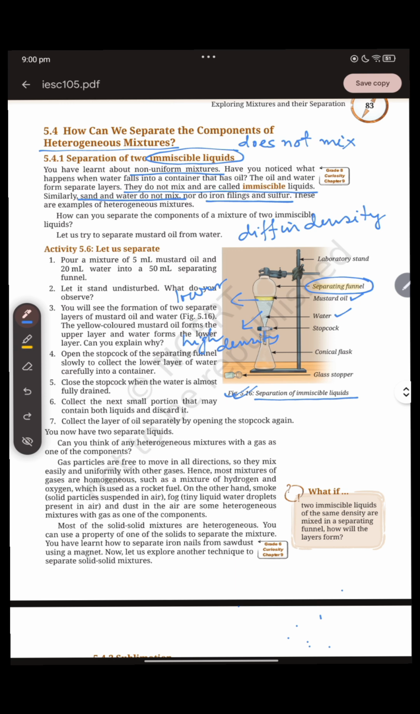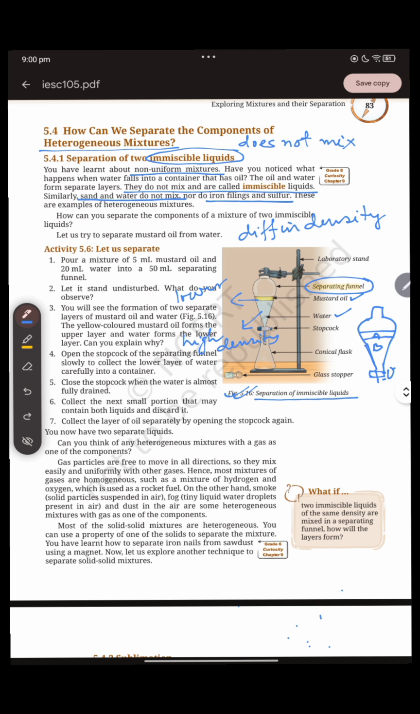When you take it in this separating funnel, you will see it is tapered at the bottom. It has a round shape over here and a tapering over here. Tapering means becoming narrow, with a knob attached over here. This knob is called the stopcock. So when the two liquids are separated, say this is A and this is B, they are separated on the basis of difference in density.